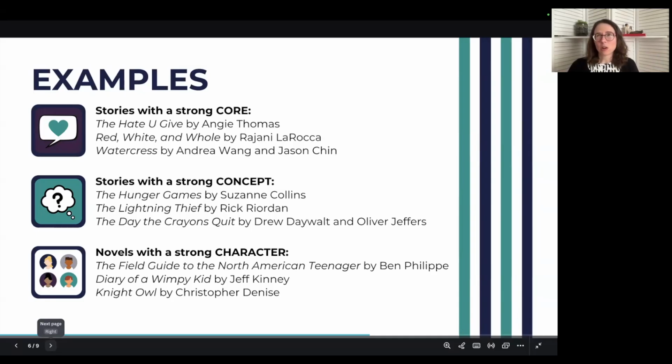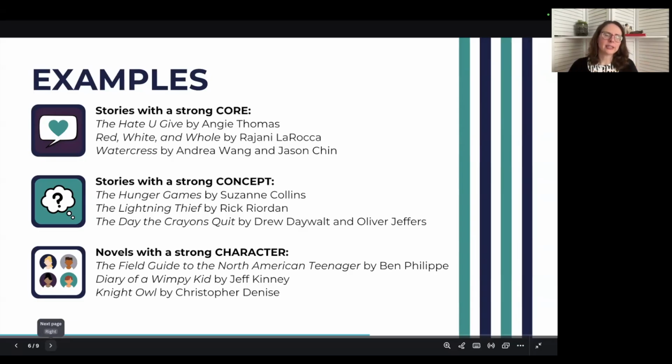But you might say that the core for this book is not being ashamed of who we are or where we came from. It might be about being thankful for what we have and what brought us here. So you'll notice as I say some of these examples, there might actually be different ways that a reader might interpret the core, and that's okay. What's important is that you, the author, will have an idea for one strong core.